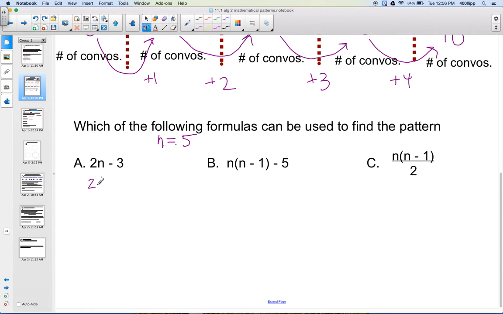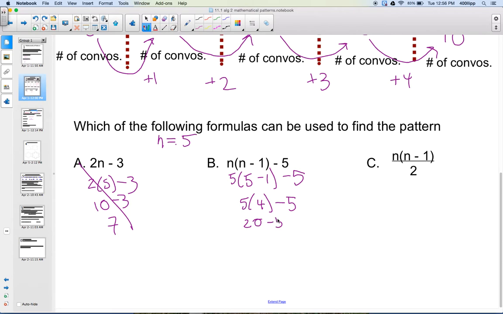So we can plug in 5 for our n and see what we get. 10 minus 3 is 7. Therefore, that does not work. Plugging in 5 here, 5 times 5 minus 1 minus 5. So I have 5 times 4 using order of operations, PEMDAS. 20 minus 5 is 15. That does not work because we need it to be a 10.